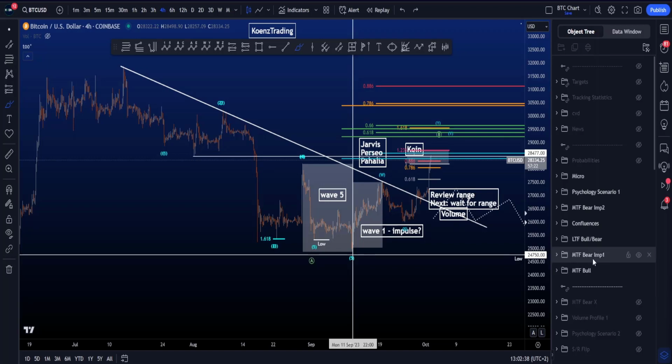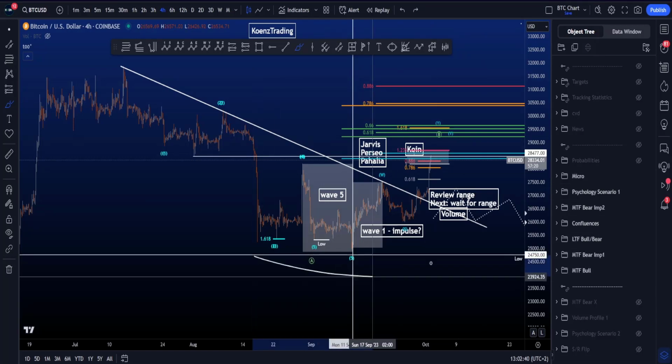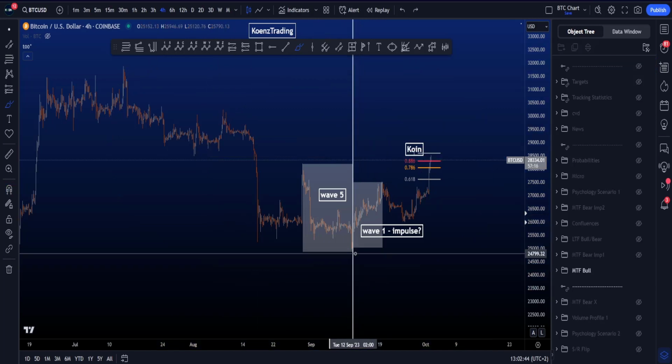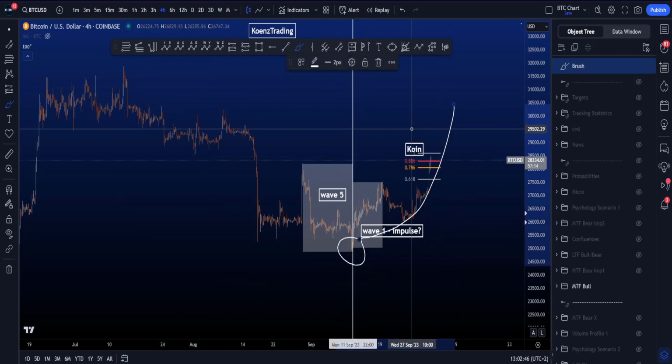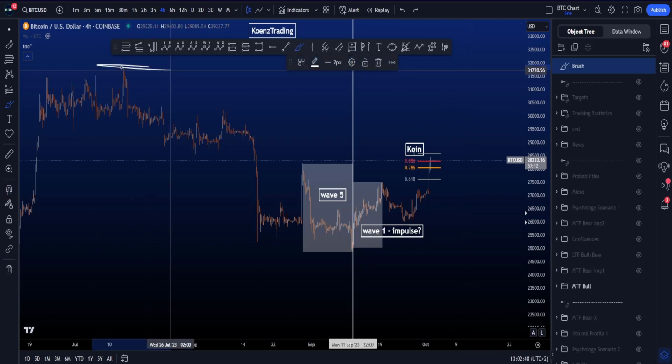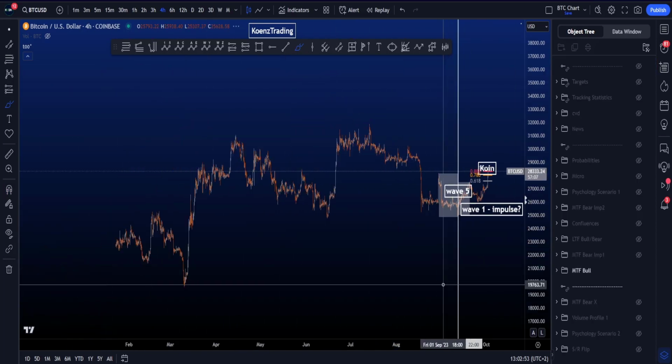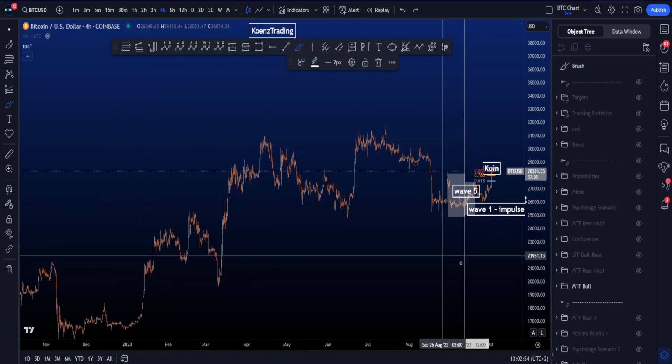Hi everyone, let's go over my medium time frame and low time frame bullish and bearish Elliott Wave scenarios on Bitcoin, starting with the medium time frame bullish scenario where this is the low and we're looking for new highs above at least 32k after a bigger three-wave structure is finished, a correction for this move towards the upside.